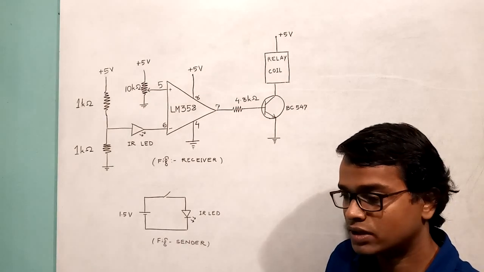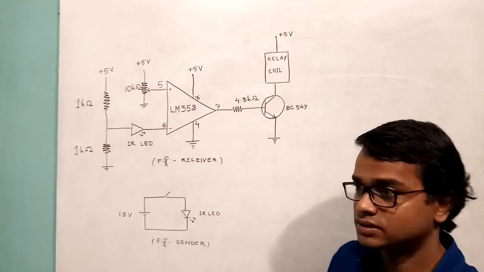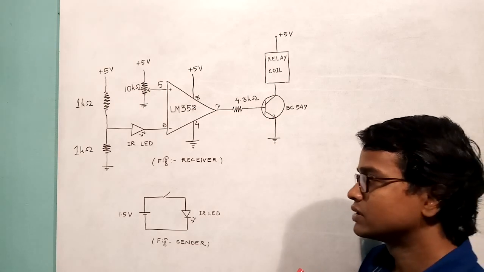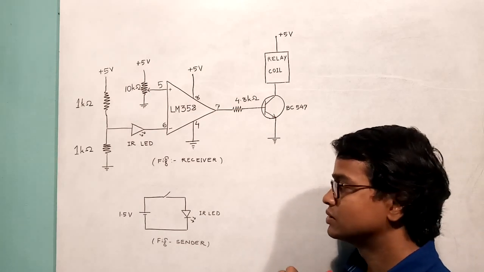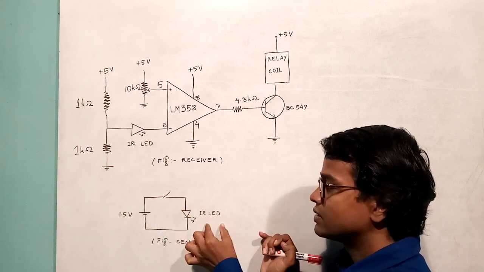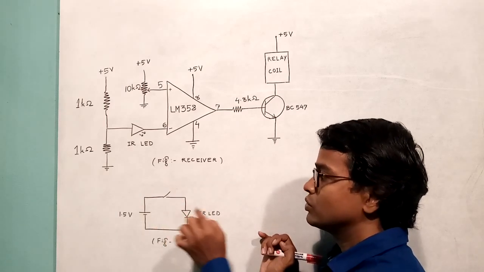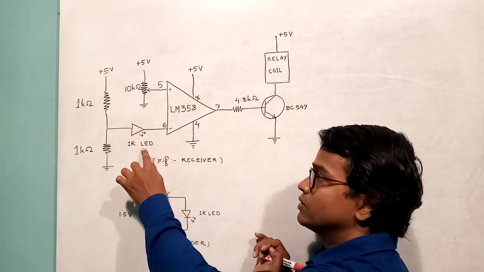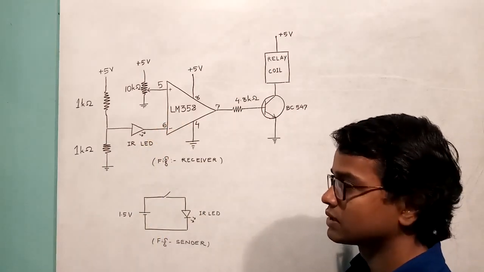tendency to develop a voltage when they are exposed to external light. This property will help here to build a transmitter and receiver circuit. We will use the infrared light emitted by the sender circuit to be incident on this infrared LED present in the receiver circuit.